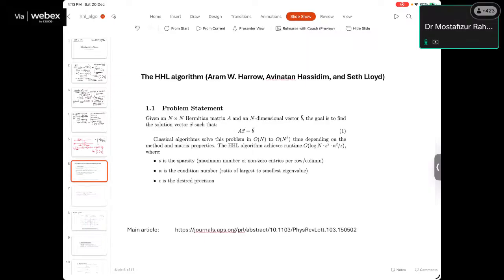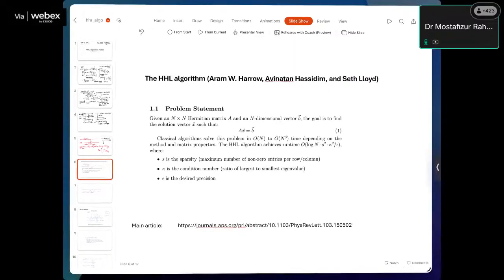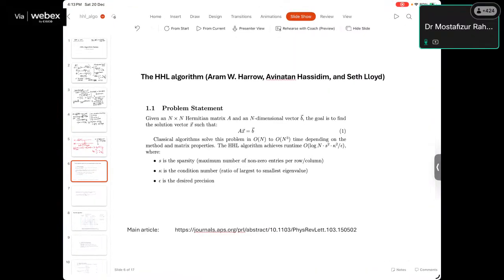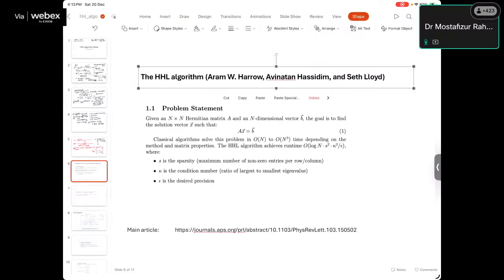Okay, so let's start. Many problems in science and engineering have their natural representation in the form of a linear system, right? And we know, we are learning these equations from our childhood, right?